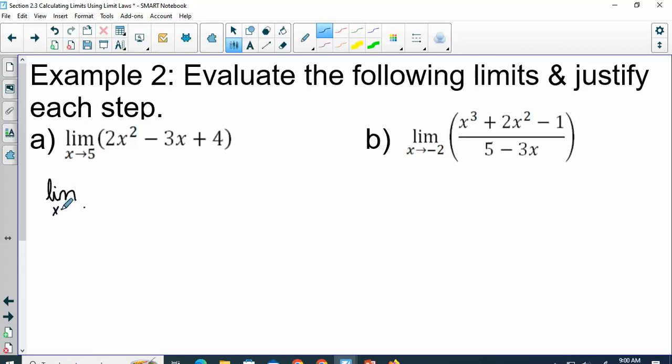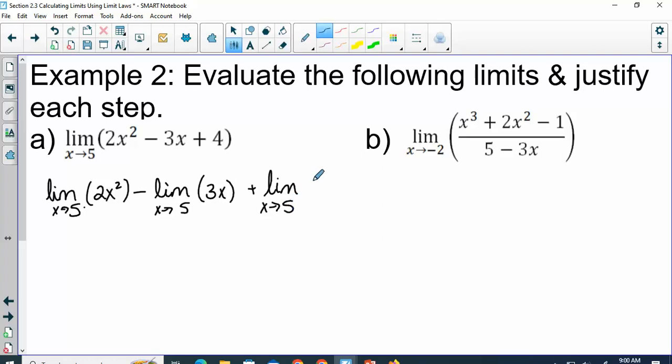So we have the limit as x approaches 5 of 2x squared, minus the limit as x approaches 5 of 3x, plus the limit as x approaches 5 of 4. That's because we have 3 terms, so we can do the limit of each term separately. But we can keep going from here.